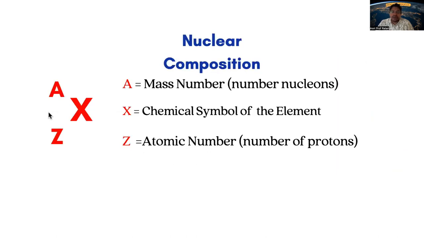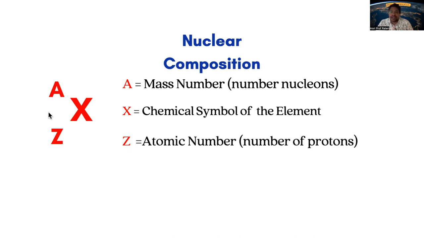Now, the nuclear composition. We have almost 105 types of elements that people have discovered. To represent a nucleus, we have a symbol. What is the symbol?